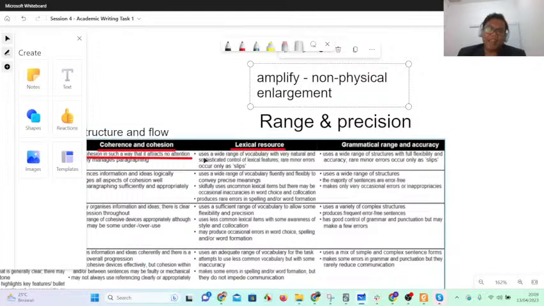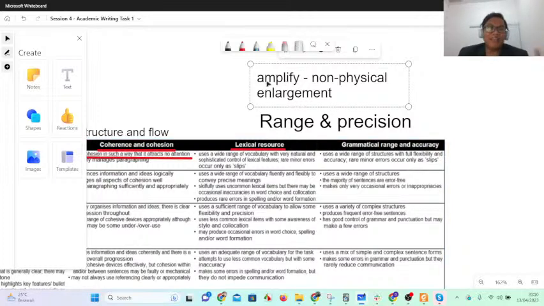You take a look at band 9: uses a wide range of vocabulary with very natural and sophisticated control of lexical features. Rare minor errors occur only as slips. So they do allow a little bit of mistake. It's very little, the room is very small, trust me. But if you make two mistakes in vocabulary that is quite significant, at places where you're trying to emphasize something, that's going to be a huge drop in your band. It's just going to go down.